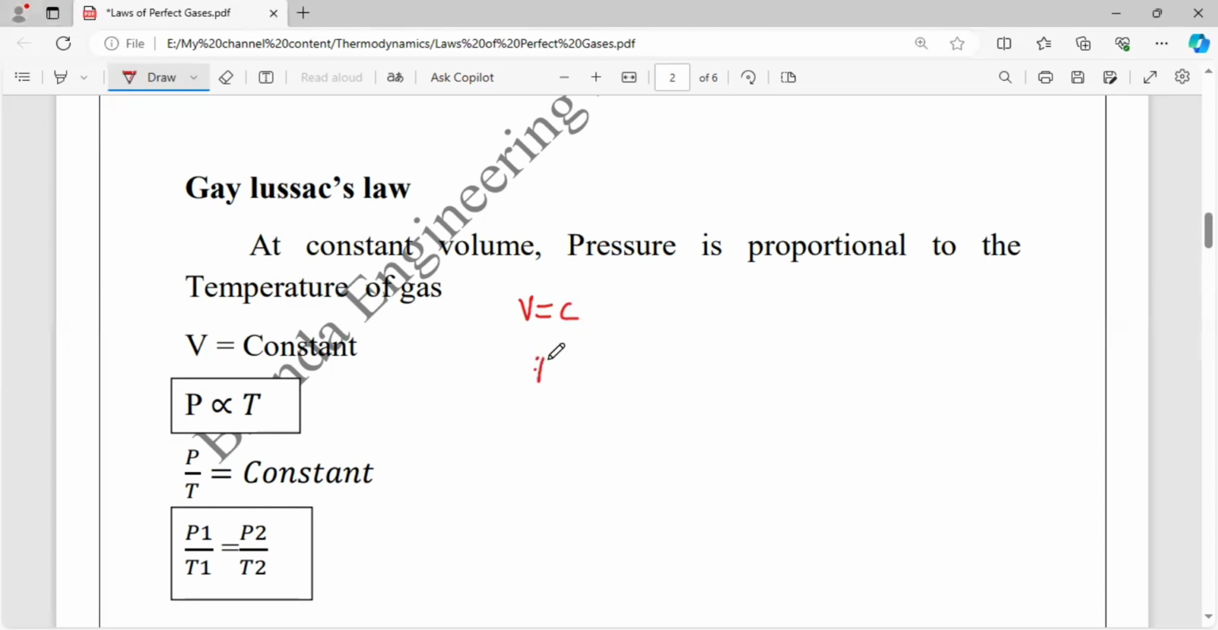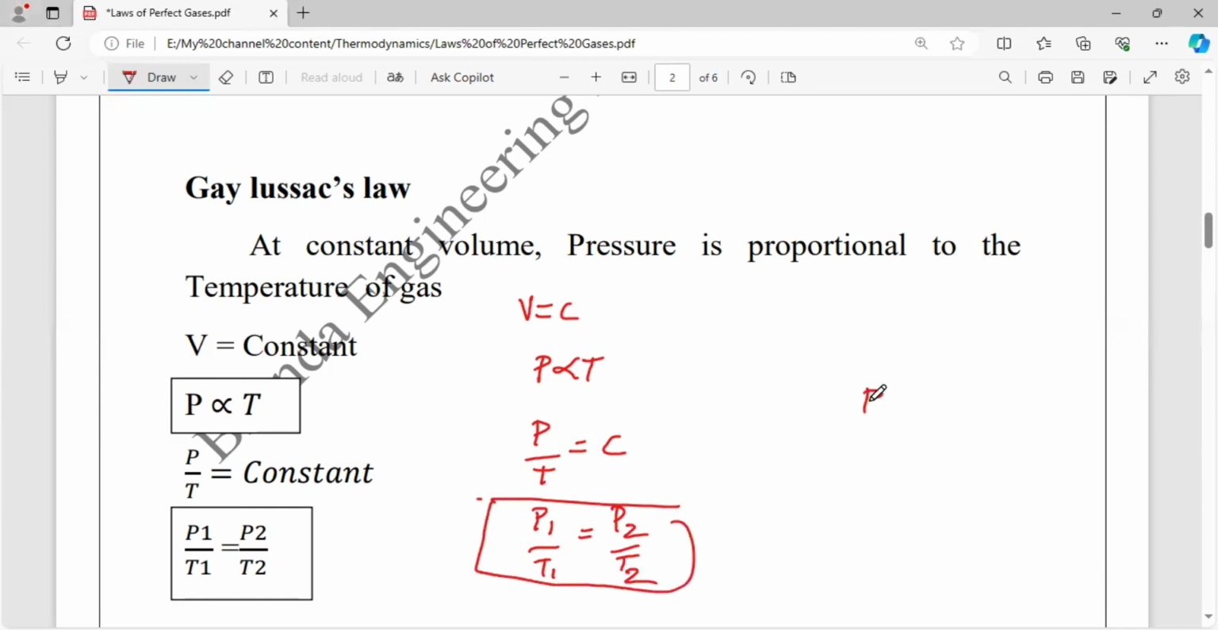Pressure is proportional to temperature. Then P by T equal to constant. It will become P1 by T1 equal to P2 by T2. So it is the Gay-Lussac law.